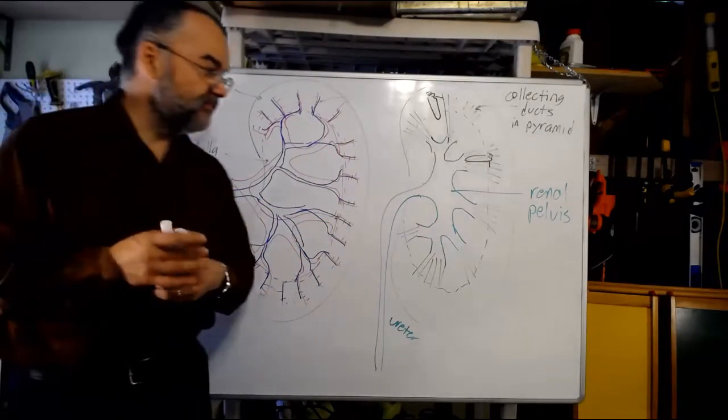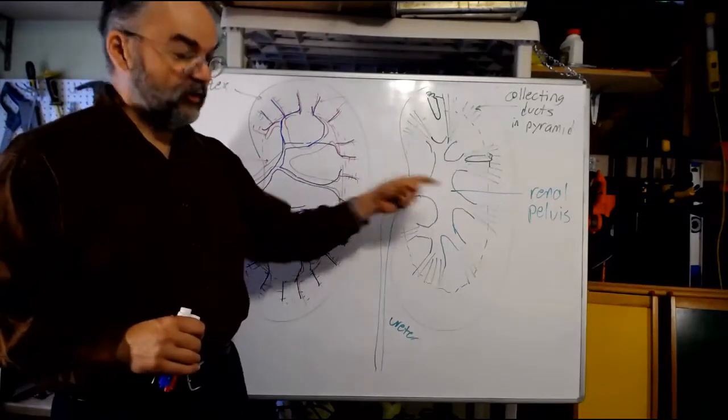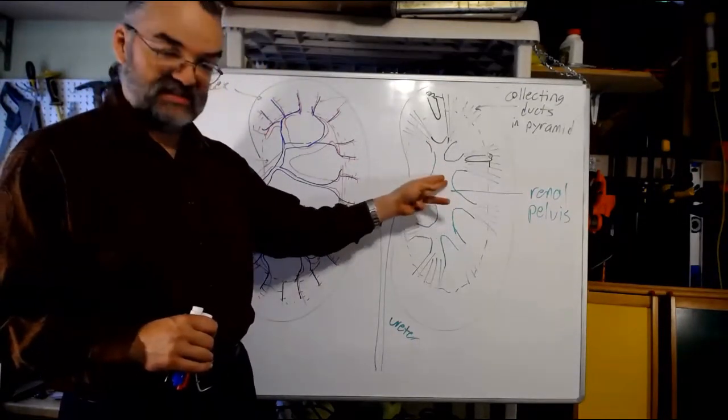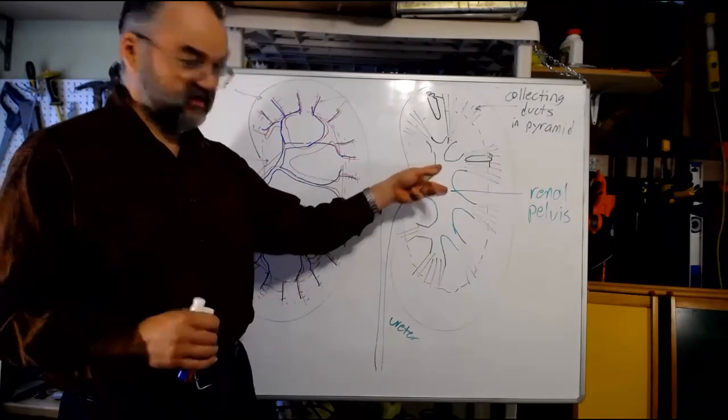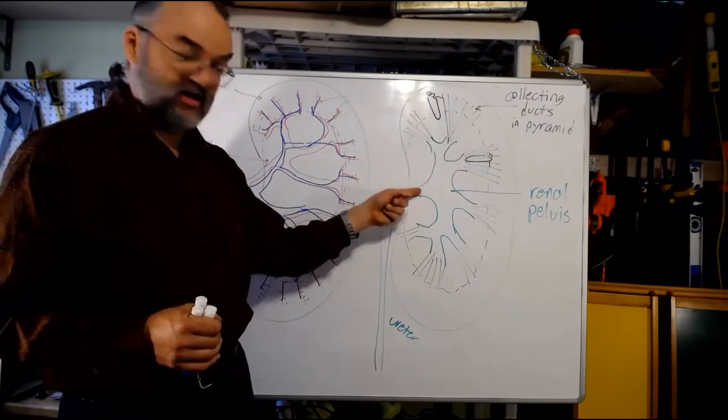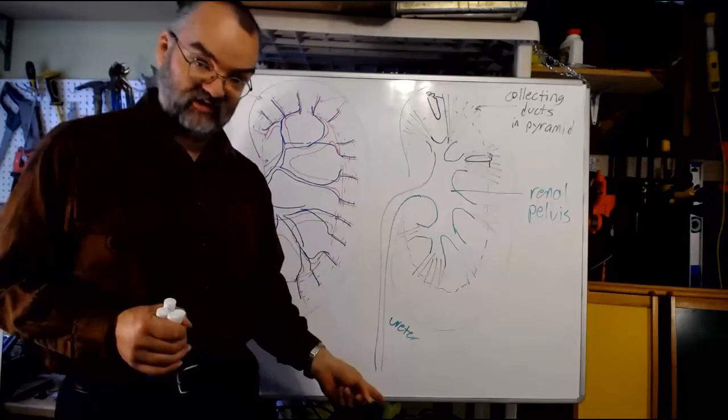One other thing. This renal pelvis is generally where kidney stones form. So if the stone condenses out of the filtrate in here, by this point we could call it urine, it can get stuck either sometimes here right at the beginning of the ureter or further down along. Anyway.